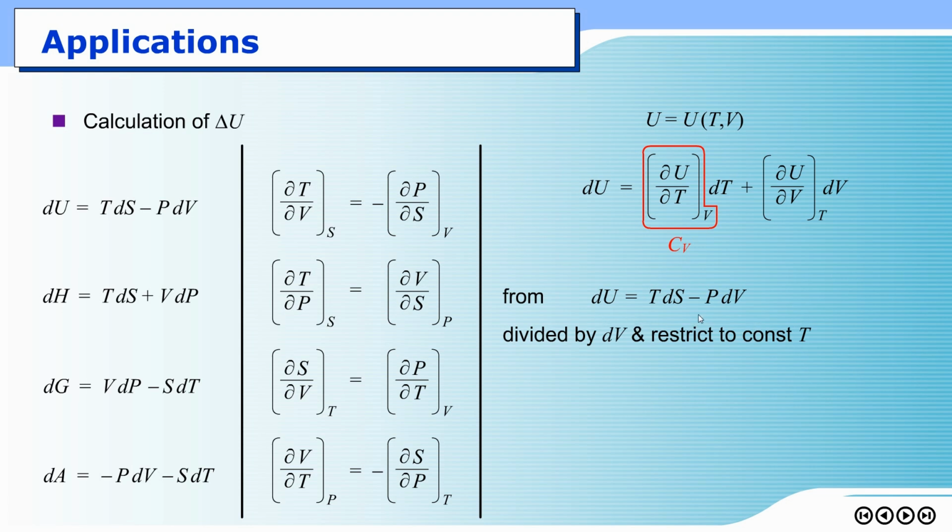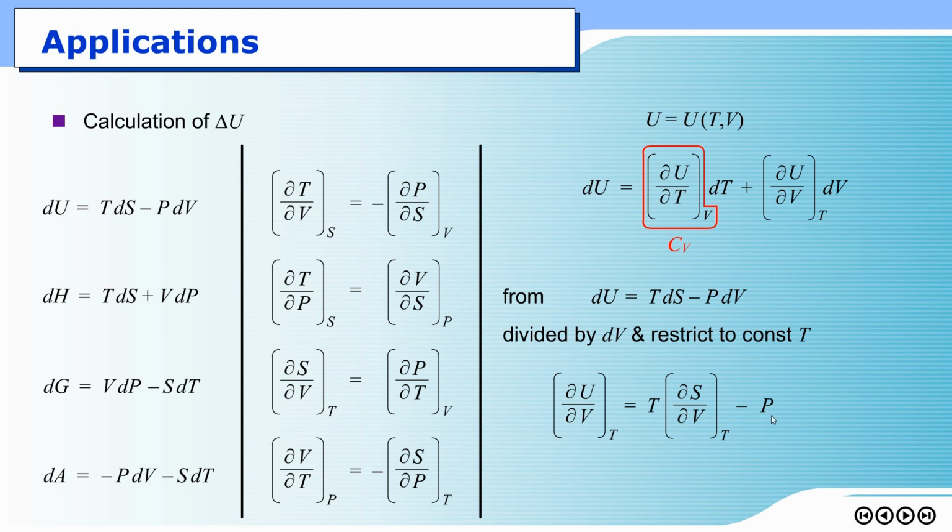Then if I divide the whole equation by dV so that I can obtain dU by dV like this, and restrict the differentiation to be at constant temperature, just like this here. Then from the fundamental relation, on the left hand side you get dU by dV at constant temperature like we want. On the right hand side, if you repeat the process, divide everything by dV and restrict it to constant temperature, the first term here you get dS by dV at constant temperature, where the second term dV over dV becomes 1.